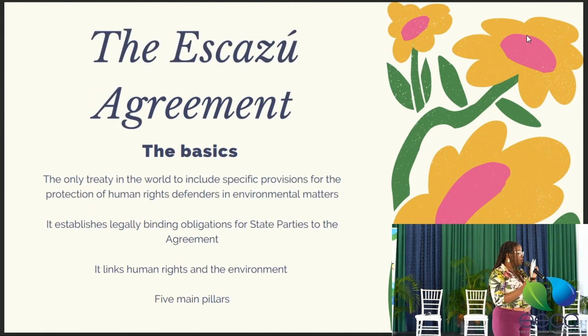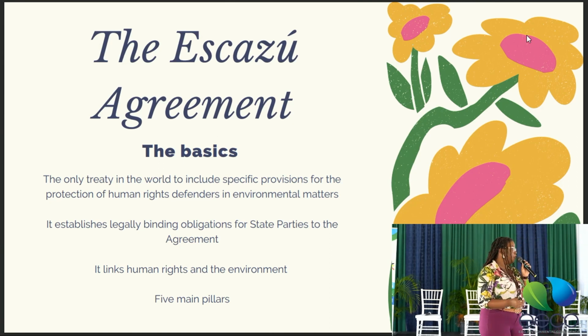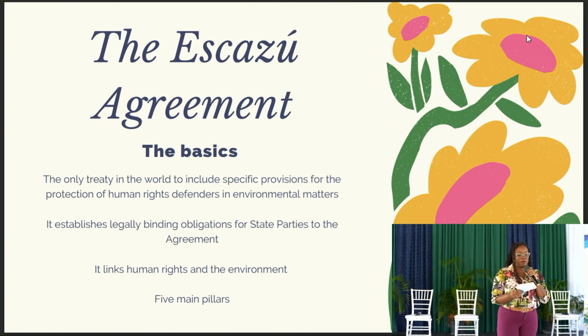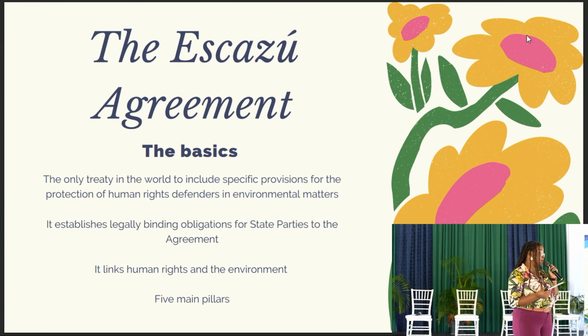So the Escazu Agreement was finally adopted in March of 2018, and it entered into force on the 22nd of April 2021. Antigua and Barbuda was one of the first signatories on the 29th of September 2018, and we ratified the agreement on the 4th of March in 2020.